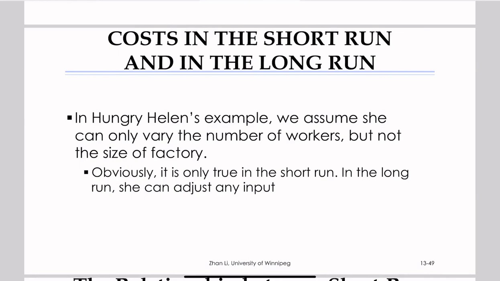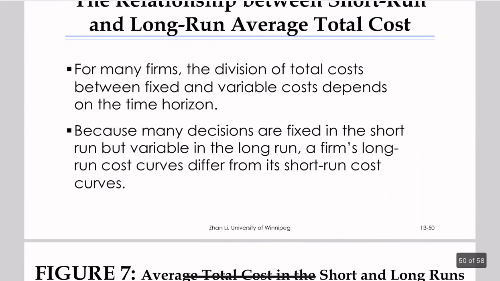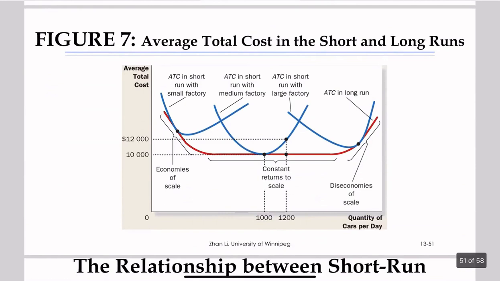So based on this, you can guess that the cost curves in the short run and in the long run should be different, right? Because in the long run, the firm has more flexibility. It can change any inputs, including factory size. Okay, so this picture basically gives you the relationship between short-term ATC curves and long-term ATC curves.